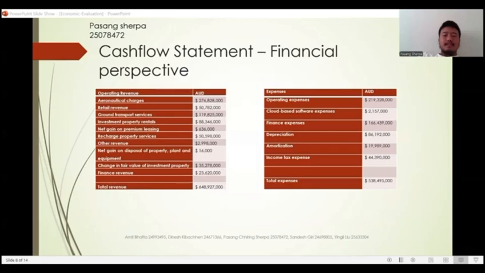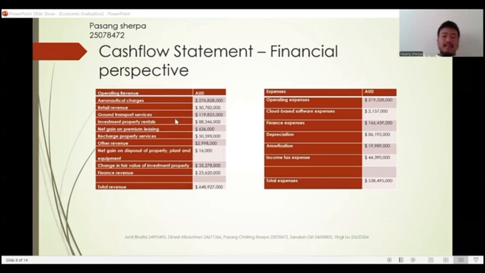My first topic is the cash flow statement based on the financial perspective. Since our project lacks cash flow statement data, we refer to the data from Perth International Airport in the financial year 2023, which has a similar number of passengers compared to our project. So this presentation shows the revenue and the expenses of the Perth International Airport in the financial year 2023.